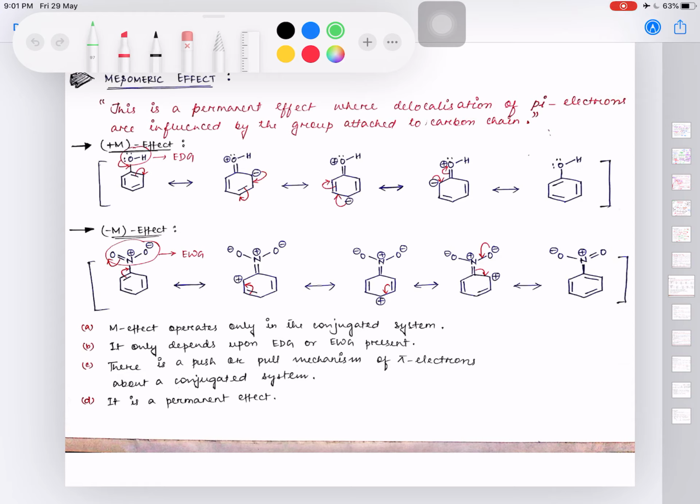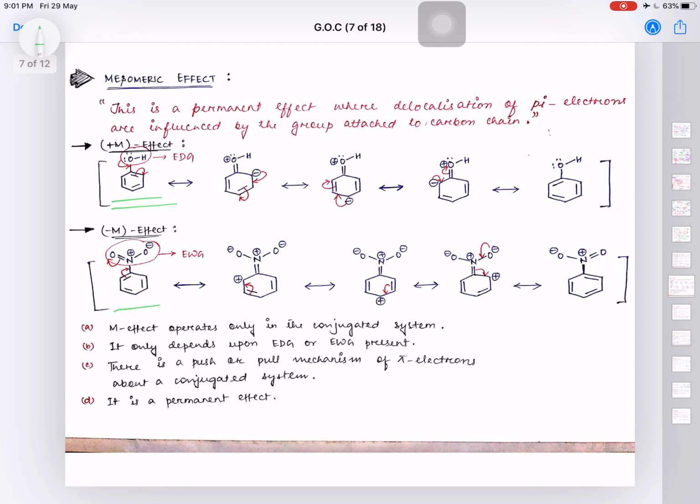This is exactly the same thing that I've explained in my previous video. If you have not watched it, just go and watch it once. In the previous video I discussed resonance, meaning if you have electron donating groups or electron withdrawing groups, what are the different types of resonance that are possible. In Mesomeric effect the same thing happens.